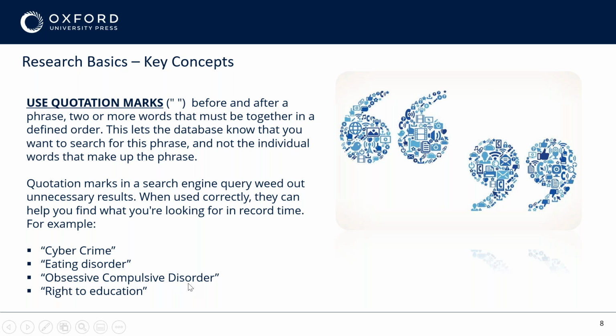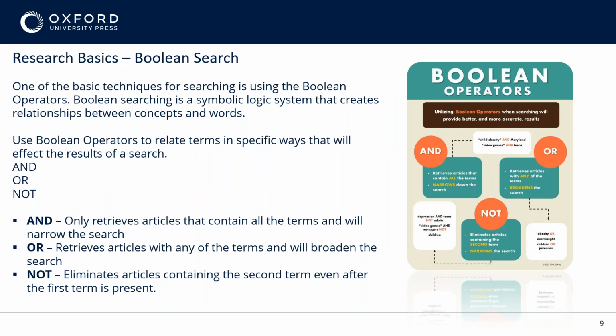Then suppose you're searching for obsessive compulsive disorder. If it is more than one word, always put it in quotation marks. And then we have the Boolean search. This is the most important technique of quickly searching. These are the three terms that they use: and, or, not. And will only contain all the terms, articles that contain all the terms, and will make your search simpler.